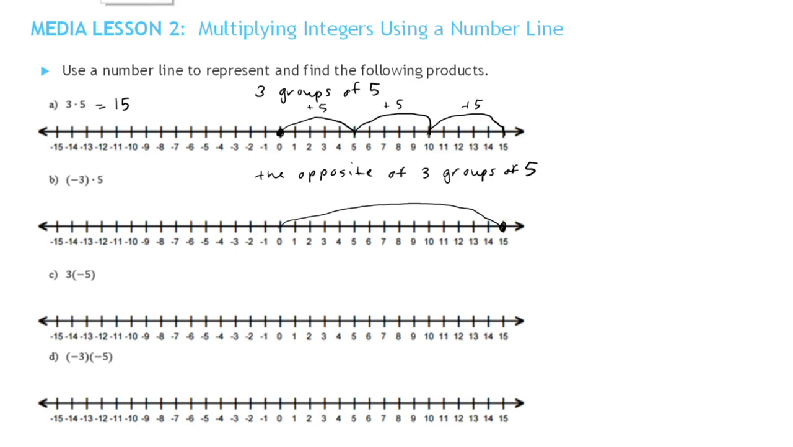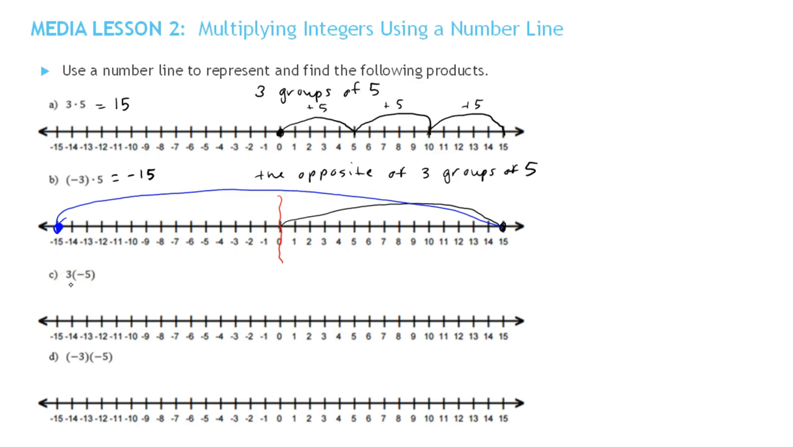And now remember, to find the opposite, we'll draw a reflection line at 0. And we're going to go from 15 the same distance with respect to 0 on the other side. So we'd end up here. So the opposite of 3 groups of 5, this corresponds with our previous result, is negative 15.